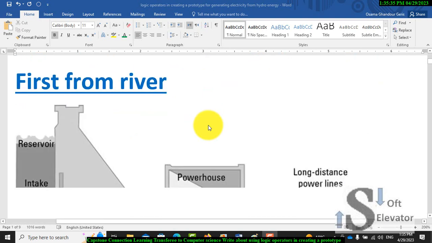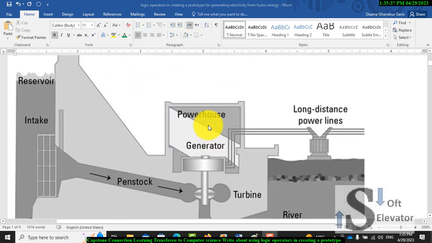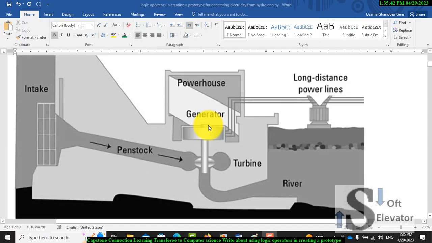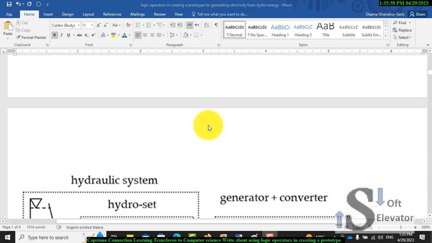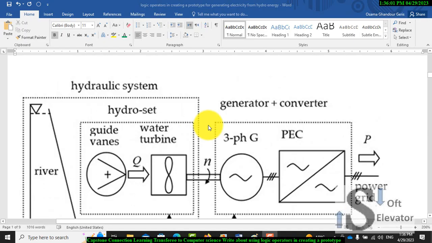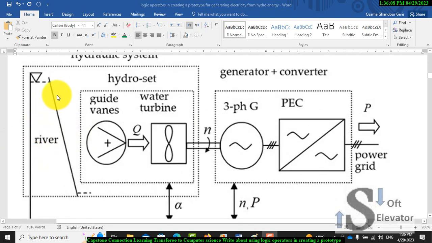First, from river. This is nowadays how to generate electricity from river. Okay, this picture shows us how to generate energy from the water flowing or coming through the river. And here is the system for generating electricity from a hydraulic system. Here we have the river, and this is the dam.